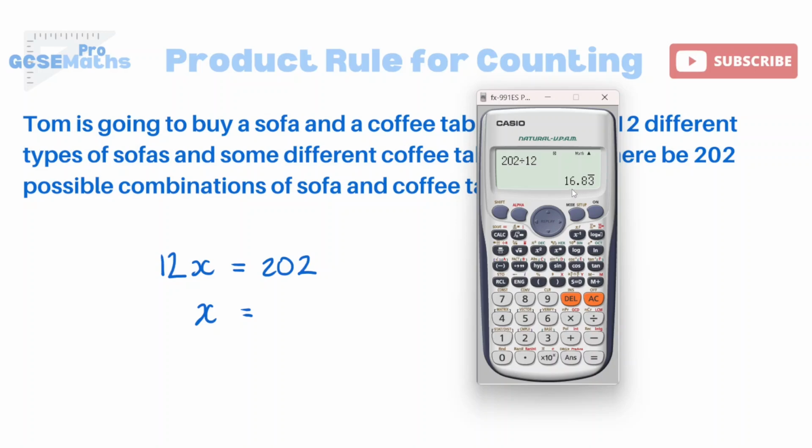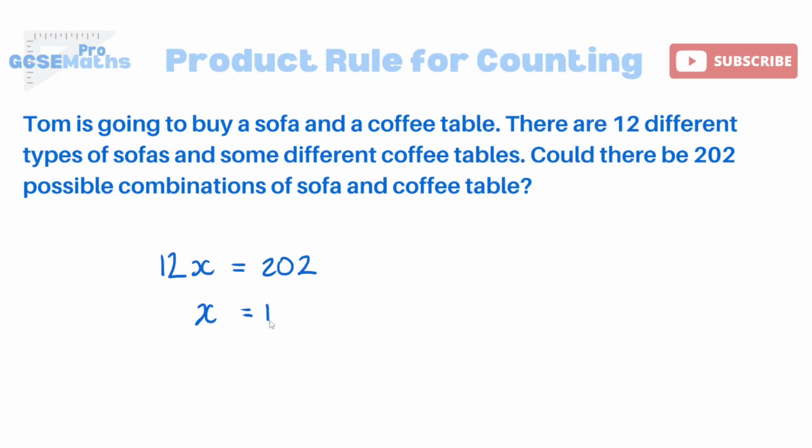As you can see, we've got a decimal, we've got 16.83 recurring. So does that mean that there could be that many possible combinations or not? Well, think about the context. 16.83 coffee tables. Is that possible? Not really. We can't have 0.83 of a coffee table. It'd have to be a whole number, wouldn't it?